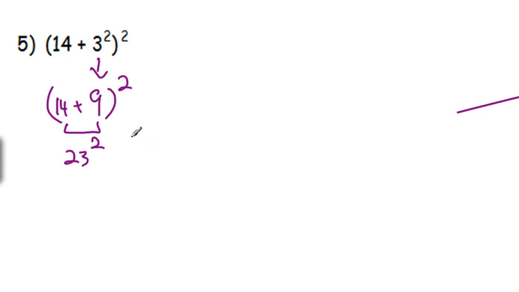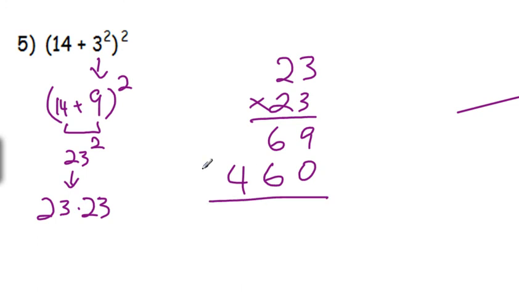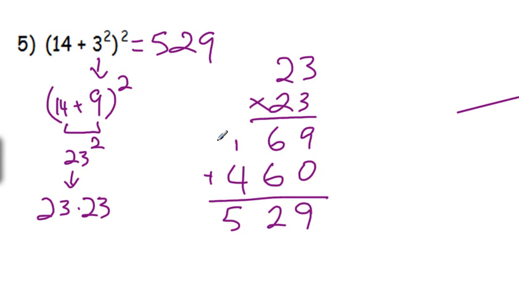So what does 23 squared mean? Don't try to say it's 46. This is 23 times itself, 23 times 23. So we just have to multiply that out. And we get 69, bring down the 0, and then 460. If we add this together, we get 529. So what is the value of this expression? If we simplify this, depending on what the question asks, this is just equal to 529.